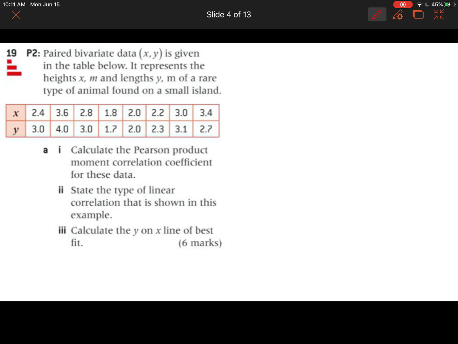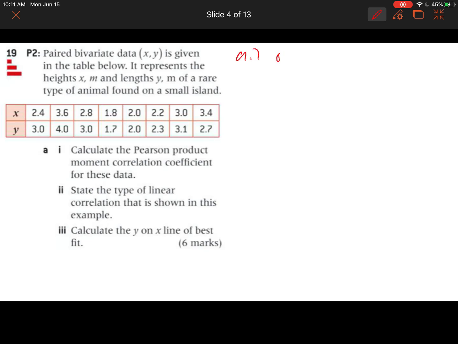2.8, 1.8, 2.0, 2.2, 3.0, 3.4. Oh, I should have my formula booklet open too, shouldn't I? Like, I know all these formulas off the top of my head. I do not. 2.3, 3.1, 2.7, and then y1 is approximately a x1 plus b.